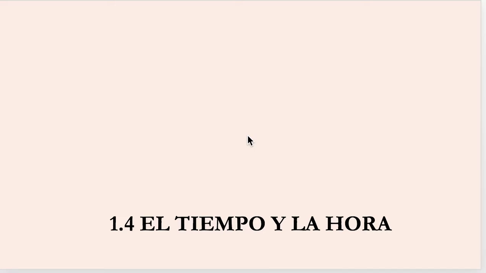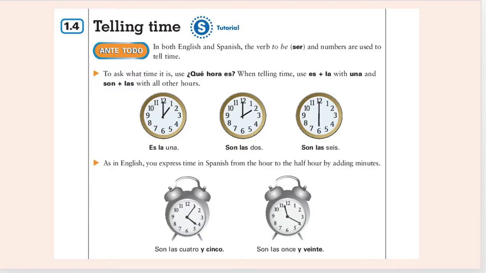We're going to look at section 1.4, el tiempo y la hora, from pages 24 to 27. So as we said, with the uses of ser, we use el verbo ser to express the time. And in English and Spanish, the same verb to be and numbers are used to tell time. To ask what time it is, we use ¿qué hora es?